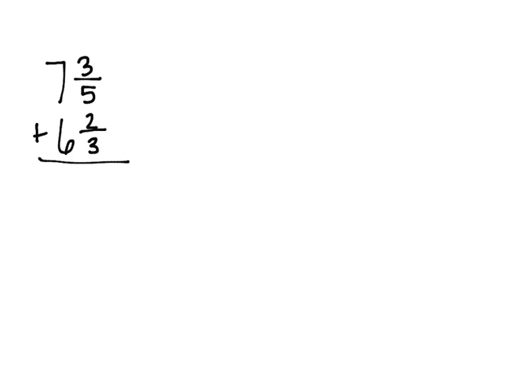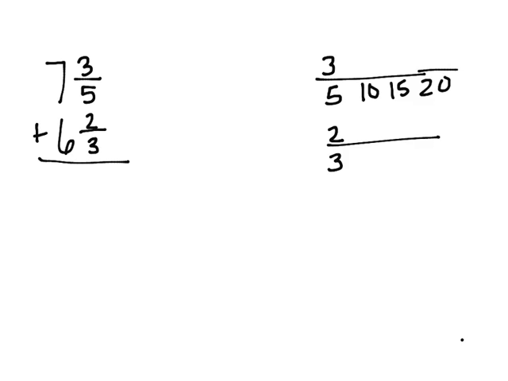The first thing you have to do is find a common denominator. So I'm going to do 3/5 and 2/3. So I'll start by listing my multiples of 5: 5, 10, 15, 20. Now I'll do some of my 3's: 3, 6, 9, 12, 15. Oh, I see something they both have. They both have 15. So that's going to be my common denominator.